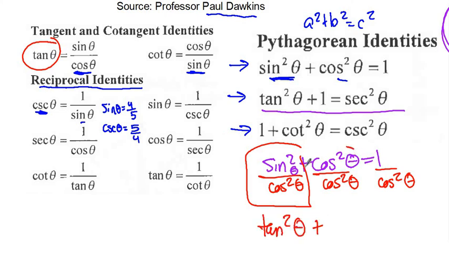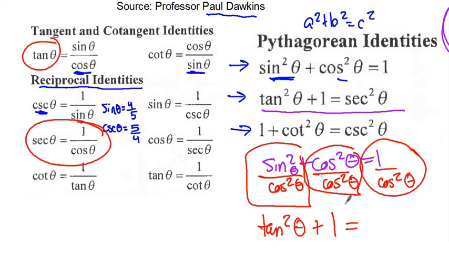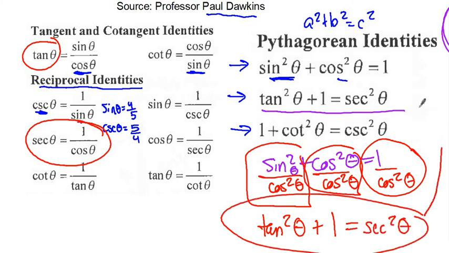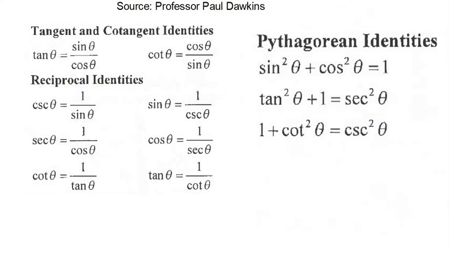Cosine squared over itself is 1. And what's another name for 1 over cosine? Another name for 1 over cosine is secant. So that equals secant squared theta. And sure enough, we just proved another one of those identities, that one right there. Then let me show you one more. The last one would be 1 plus cotangent squared equals cosecant squared.